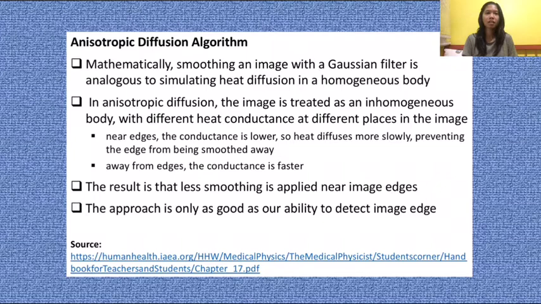Away from edges, the conductance is faster. The result is that less smoothing is applied near image edges. The approach is only as good as its ability to detect image edges.